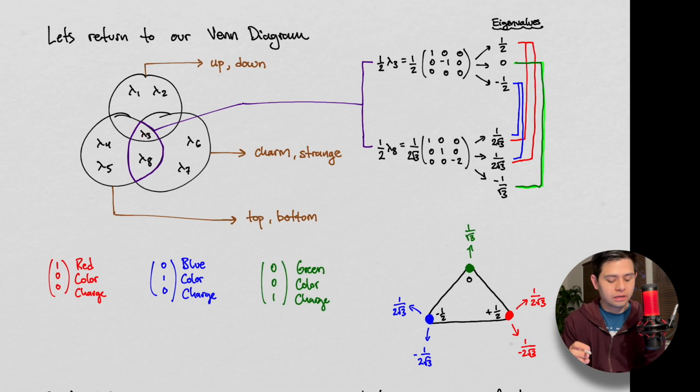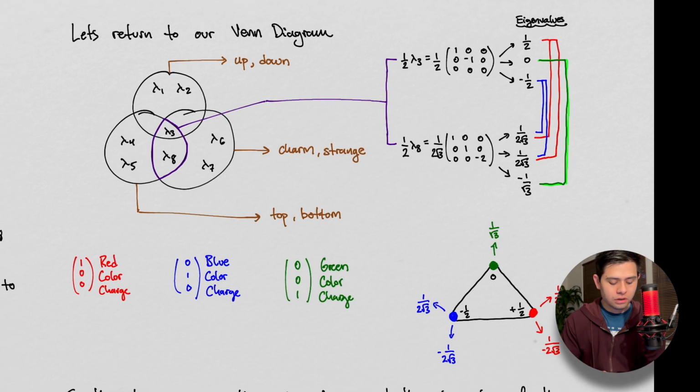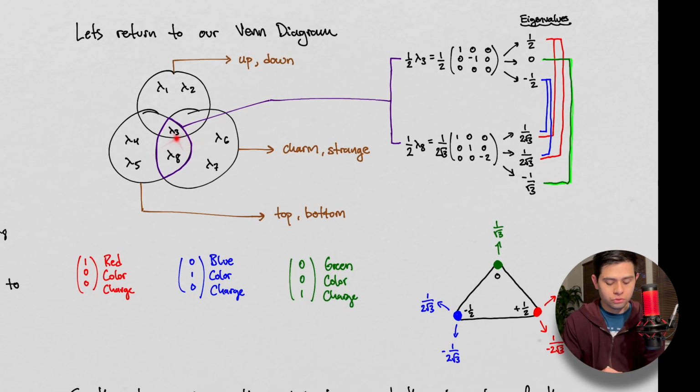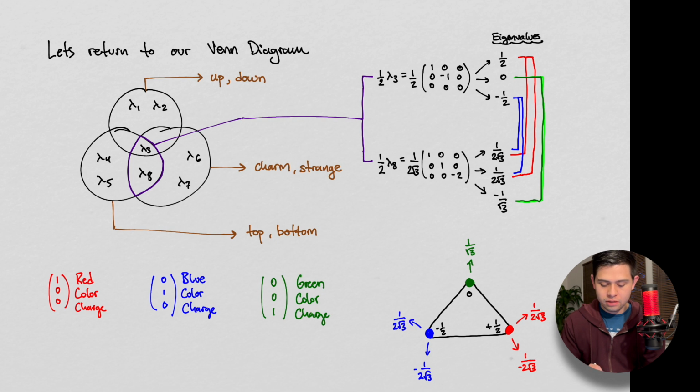In a different basis, they can be given to us by a different set of matrices. But we're just going to choose these 2, and we're going to say that the eigenvalues for gamma 3 are 1/2, 0, and -1/2. When we look at the matrix, the eigenvalues for gamma 8 are going to be 1/2√3, 1/2√3, and those come from these 2 entries, and then negative 1/√3 because of this 2 right here.